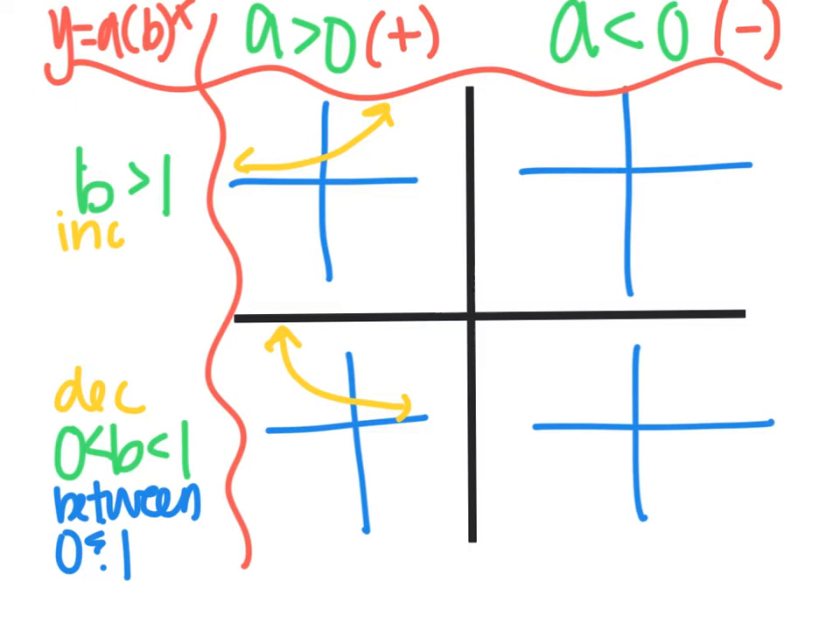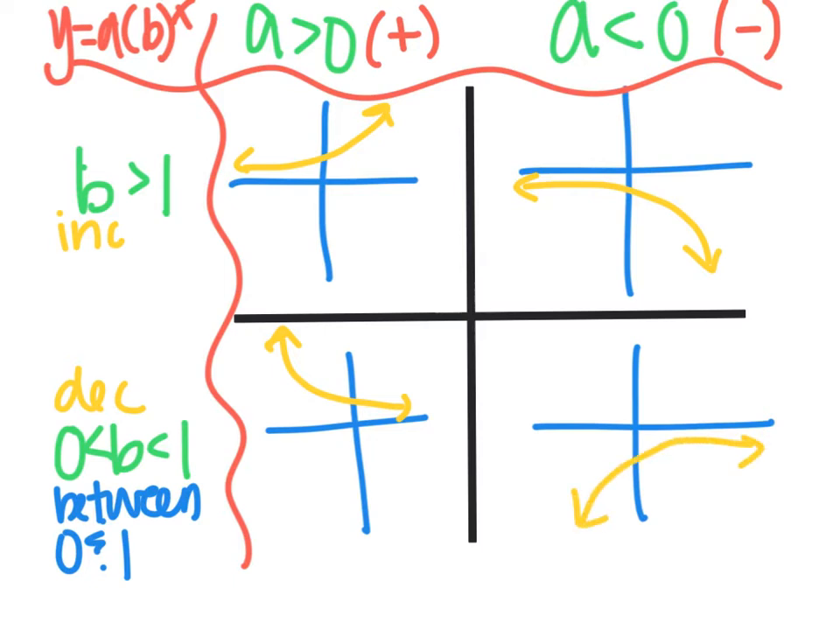And then if a is less than 0 and b is greater than 1, then that means that our function is going to look like this. And then if b is between 0 and 1, but a is less than 0, which means a is negative, then our graph is going to look like this.